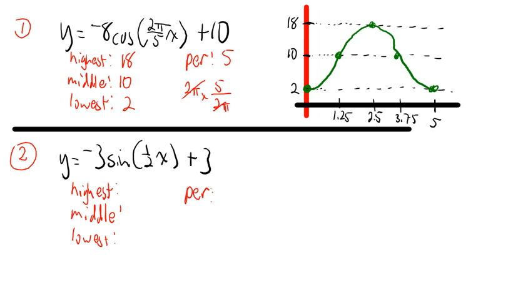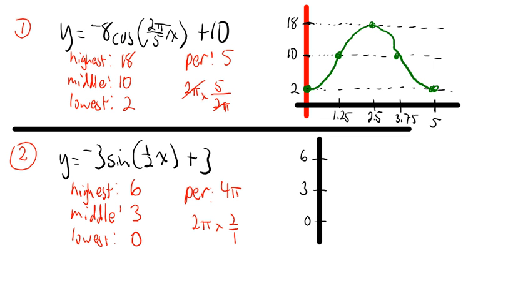Okay. All right. This one here, the middle height is 3. It's going to go 3 higher and 3 lower. My period is going to be 4 pi because it's 2 pi divided by 1/2, which is the same as 2 pi times 2. So let's do that same technique here. Let's just put 3 values on here. Highest, middle, lowest, 6, 3, 0. That means this is my x-axis. That's y equals 0.